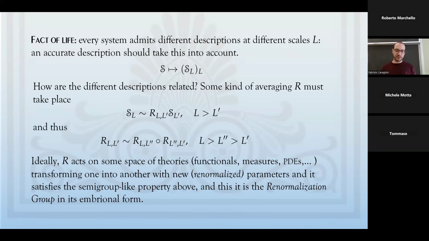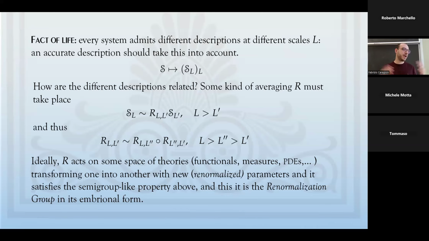group-like properties, in the sense that the description at scale L should be the same if we start at scale L' or scale L'', and then we average in both of them till the scale L. And so this operation should act on some space of theories. They can be functional measures, PDEs, whatever, transforming one theory of one kind into another theory. Usually, to treat it mathematically, we suppose that the theory must be of the same kind, and after the operation it will have the same general structure, hopefully, but different so-called renormalized parameters. So if you have a PDE or a hierarchy of PDEs, all the coefficients should change after each iteration.